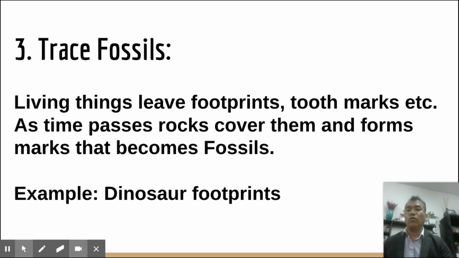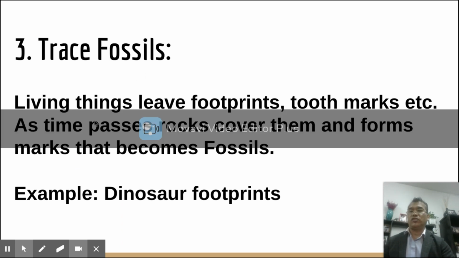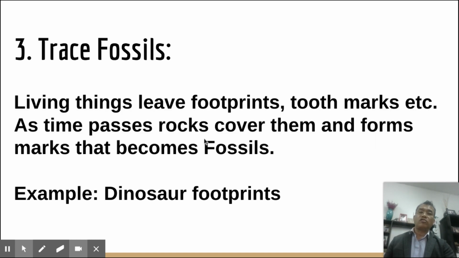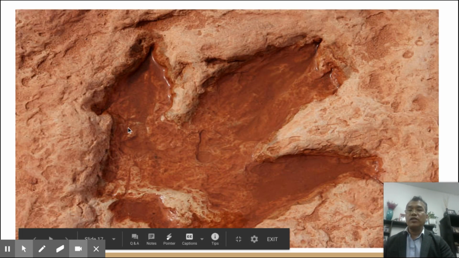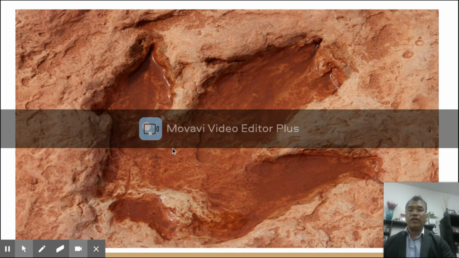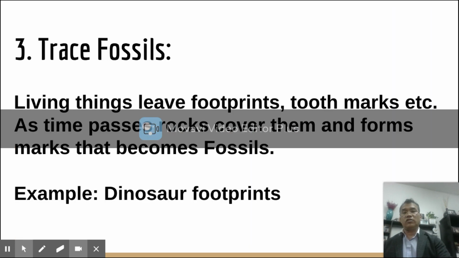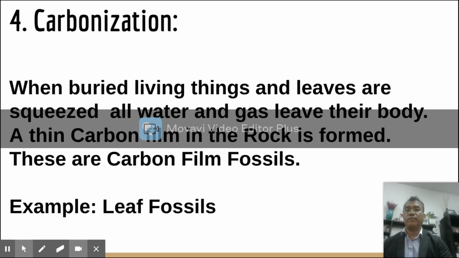And the third one is trace fossils. They leave footprints behind. Living things leave footprints, tooth marks, prints. As time passes, rocks cover them and form marks that become fossils. For example, dinosaur footprints. You see, these are the dinosaur footprints. These are the trace fossils. All right. Now the last one.